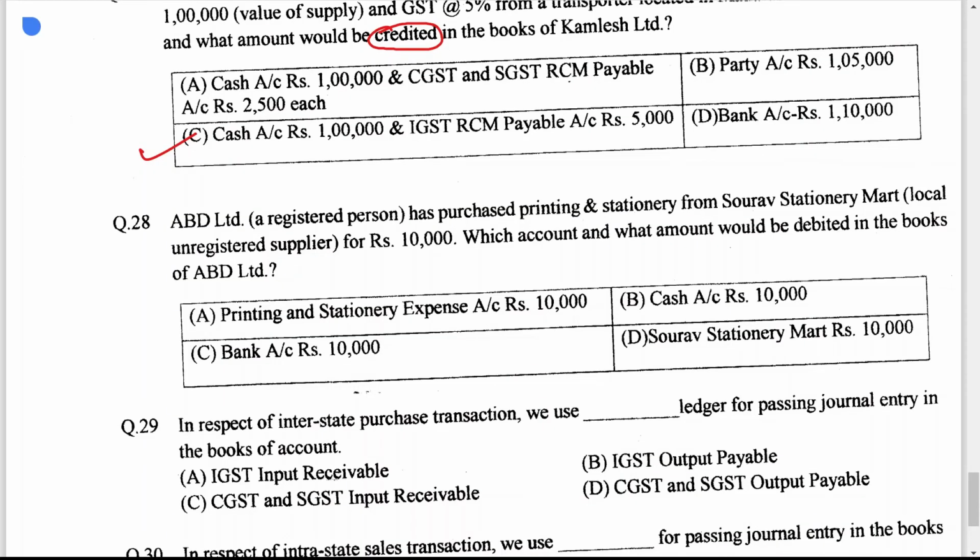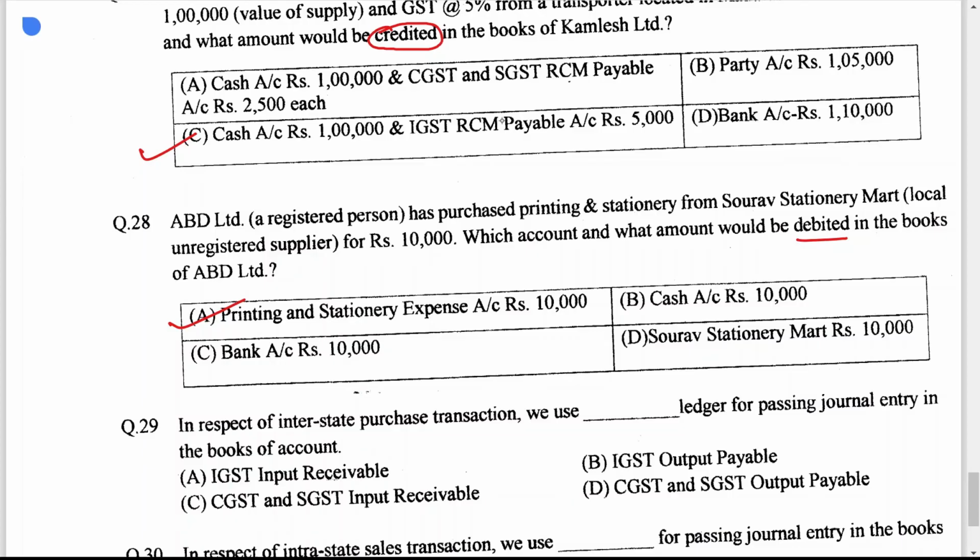Now next one, ABD Limited has purchased printing and stationery from Saurav Stationery Mart, a local unregistered person, for rupees 10,000. Which account and what amount would be debited in the books of account of ABD Limited? It is very simple, students. As it is purchased from an unregistered dealer, there is no question of levying GST. So that is why printing and stationery expense account is debited 10,000 straightaway. There is no effect of GST. So this will become your answer.